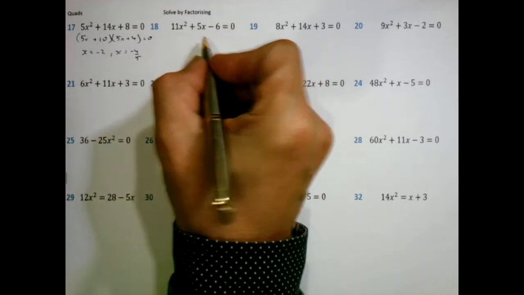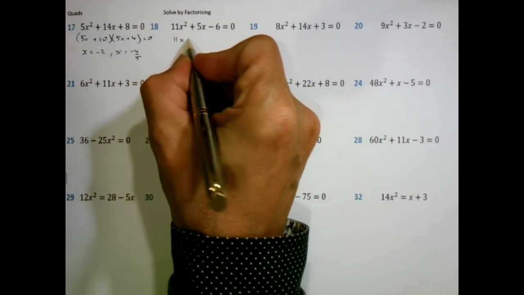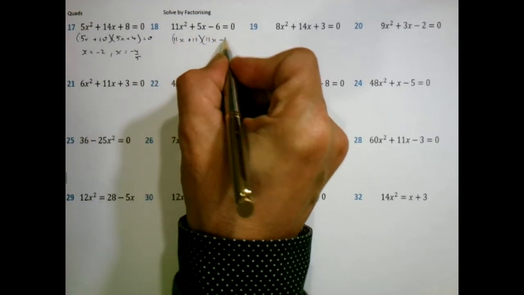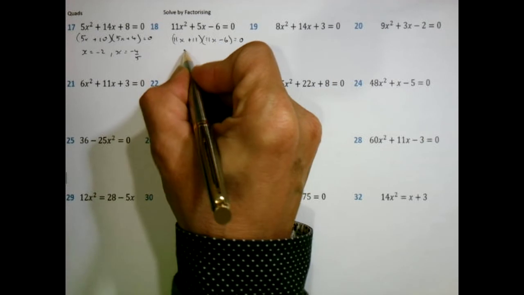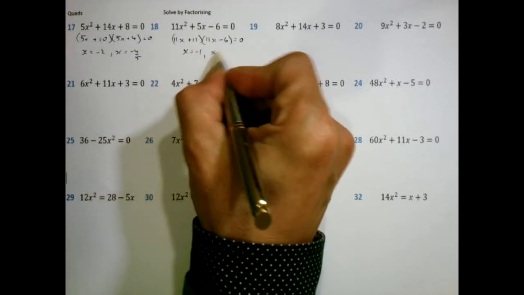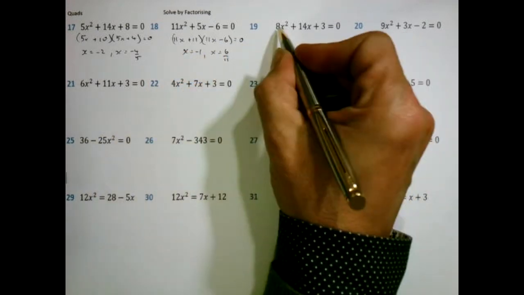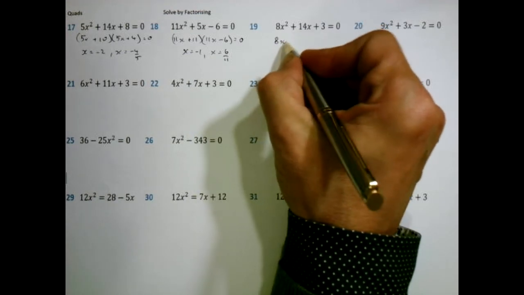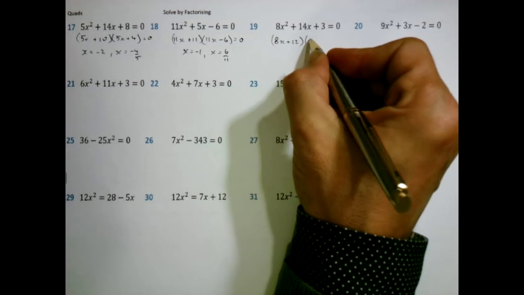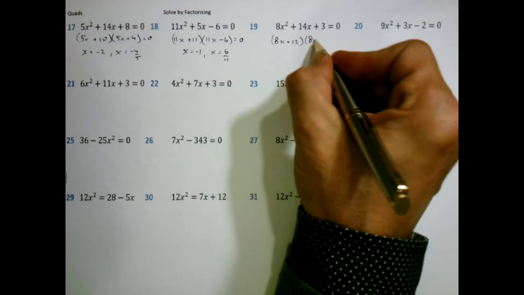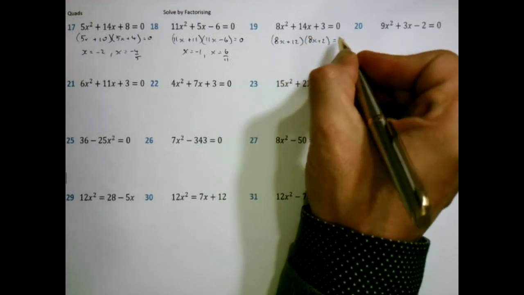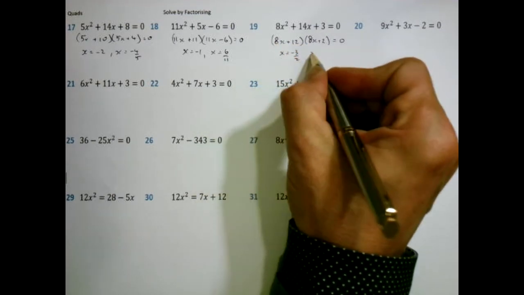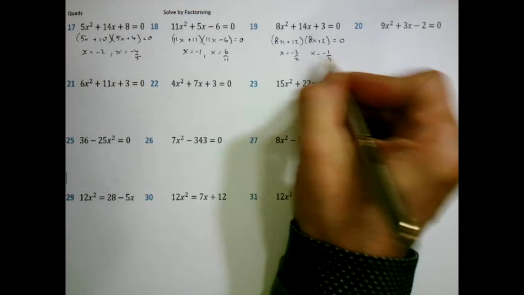11 sixes, 66. 11x plus 11, 11x minus 6 is 0. x equals minus 1, x equals 6/11. 8 3s, 24, 12 2s. 8x plus 12, 8x plus 2 equals 0. Change the sign, divide by that. x equals minus 3/2, x equals minus a quarter.